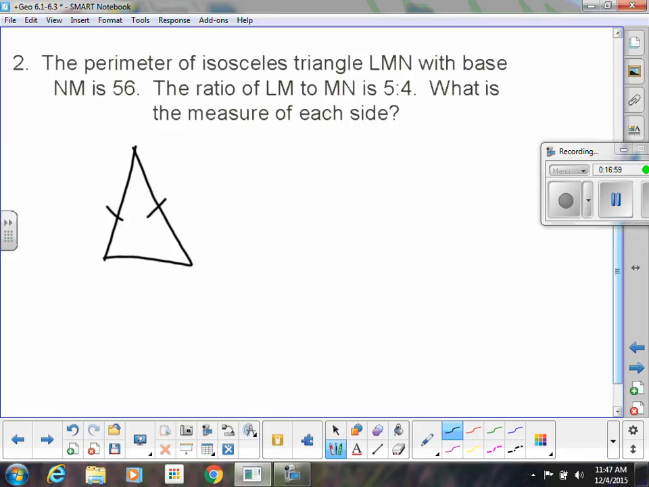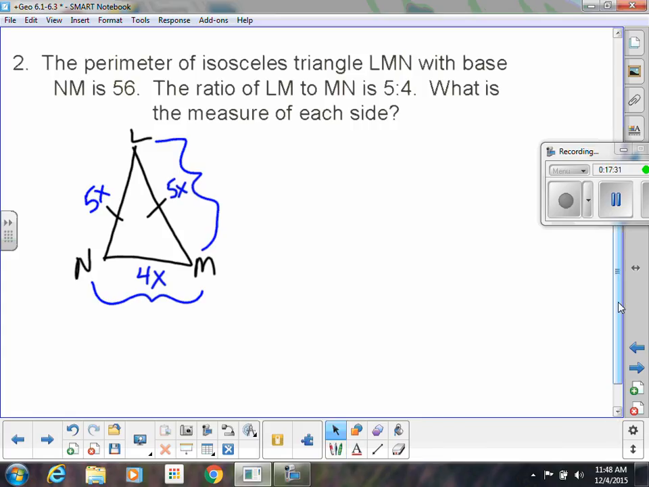The ratio of LM to MN is 5:4. All right, so it says the base is NM, so L has to be the vertex angle. And then they said the ratio of LM, that's this guy, to MN, that's this guy, is 5:4. So this one is going to be 5x, and this one's going to be 4x. Okay? So keep in mind that because it's isosceles, this is also going to be 5x.